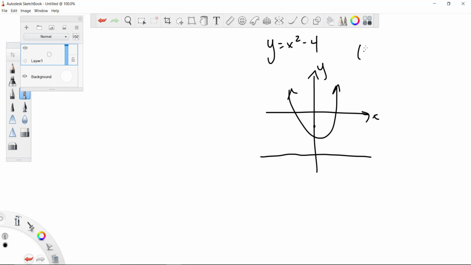The focus was at 0, negative 3.75, and the directrix was at y equals negative 4.25. So it was a quarter above and below the vertex. So we had a vertex at 0, negative 4. So a quarter above that was the focus, and a quarter below that was the directrix.